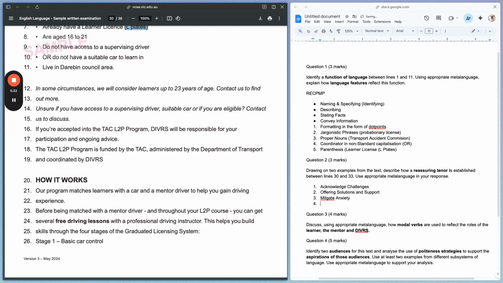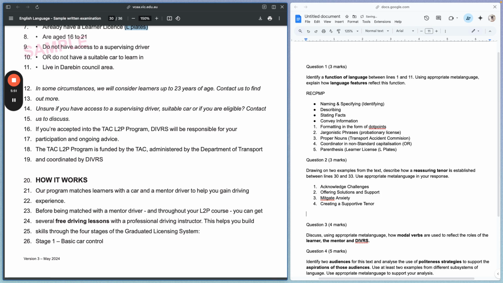Anxiety. And I think they do that through creating a sort of supportive tenor, right? So it's these four things that they're trying to do by using this sort of reassuring tenor. They're trying to acknowledge the challenges that they're facing, offer some tangible solutions, mitigate the anxiety that they're facing, and create this sort of supportive tenor.